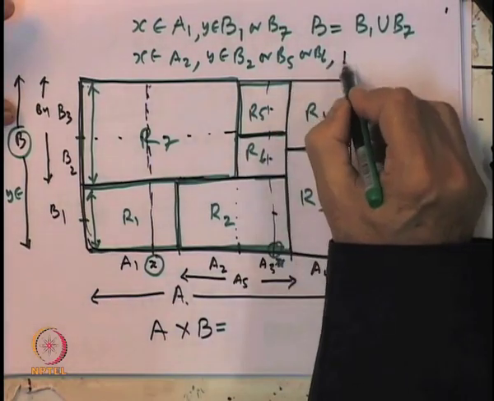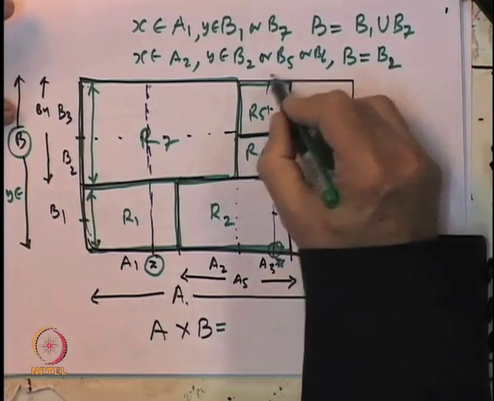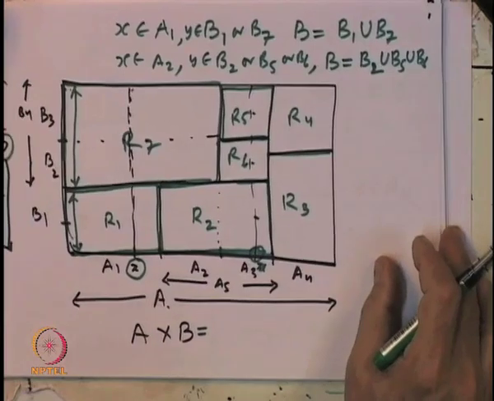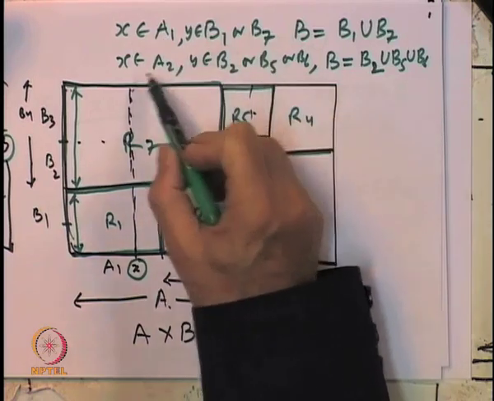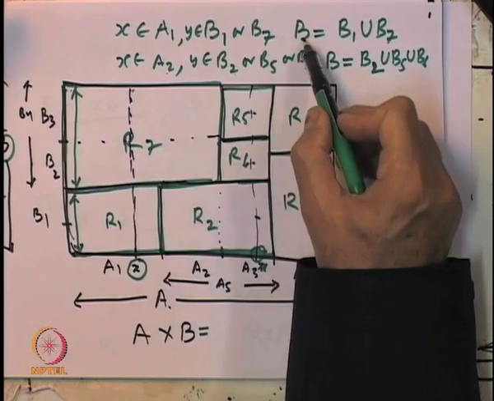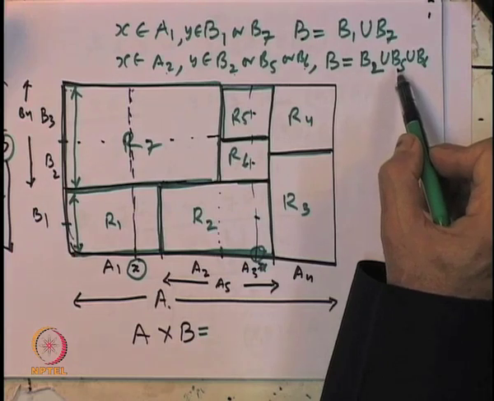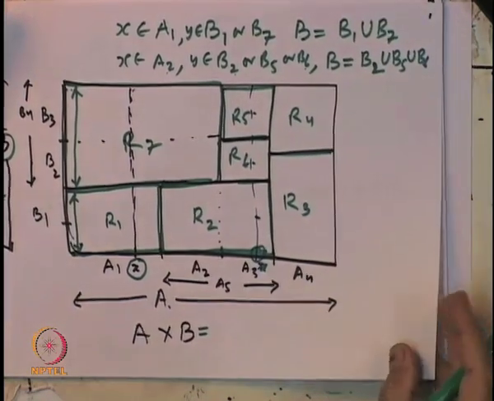So, in that case B will be equal to B 2 union B 5 union B 6. So, what we are saying? Depending on where the point x is, the set n x will be 1 and 7. If x is in A 2, then n x will be 2, 5 and 6. So, in either case, B is a disjoint union of some of the B i's. This is the important thing which I wanted to convey.